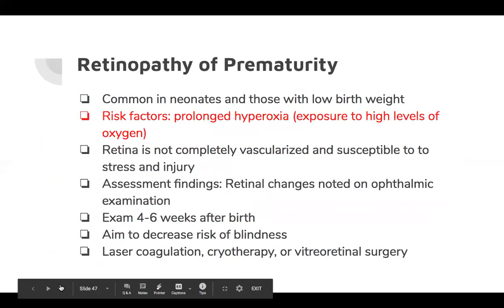Next one is your retinopathy of prematurity. And you're going to see that a lot with your babies with very low birth weight. Risk factors are exposure to high levels of oxygen. And the aim is to decrease any risk of blindness.